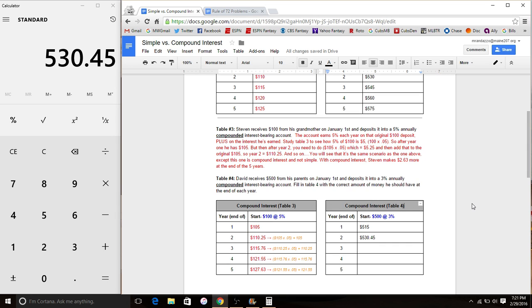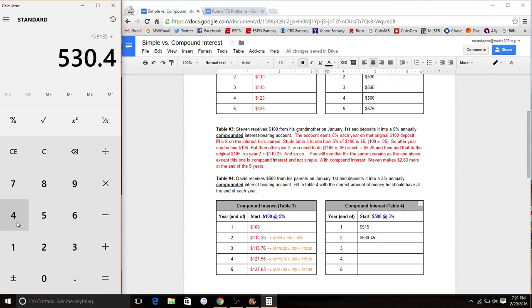Now for year 2 he has $530.45. So we're going to keep this up here and take 3% on this, so we multiply this by 0.03. Now in year 3, he made $15.9135, or $15.91. So we're going to add that to the previous number here.